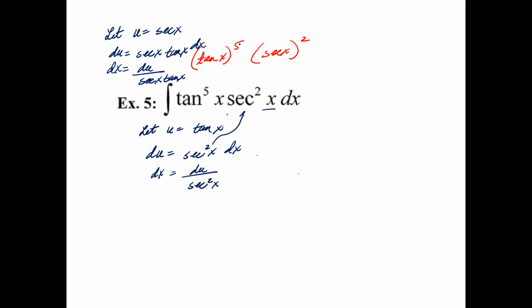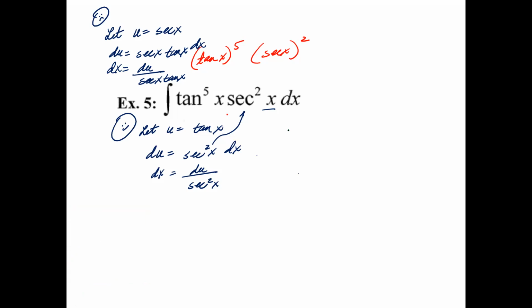So as you think ahead of this, you're going to be like, okay, so this one is probably not a good one to use to let u be secant x. So this one here will be the winning one. So you might want to think ahead about that so that way you're not wasting a lot of time.